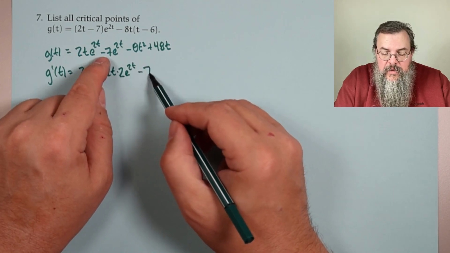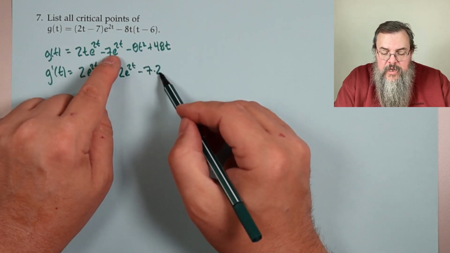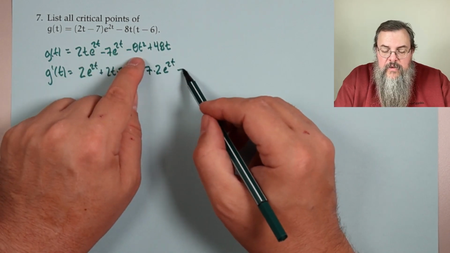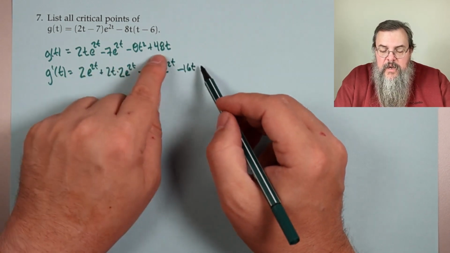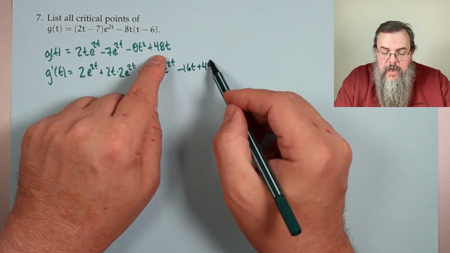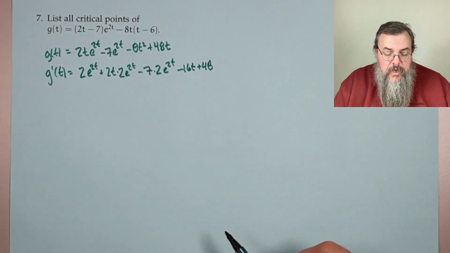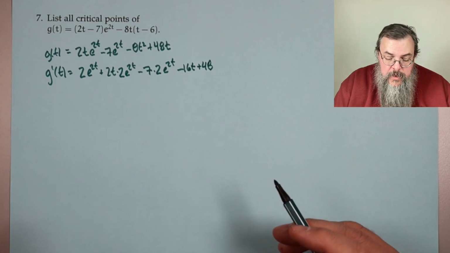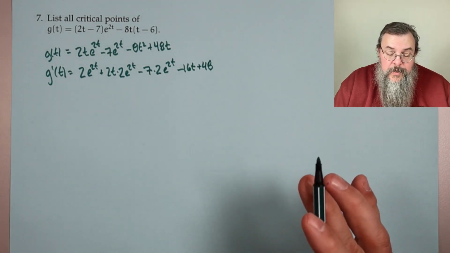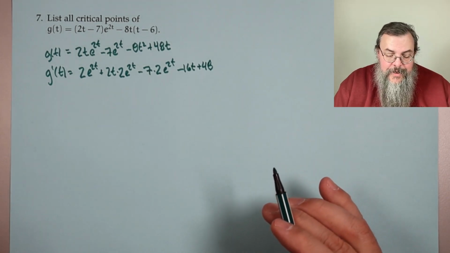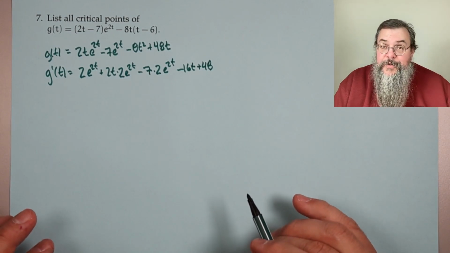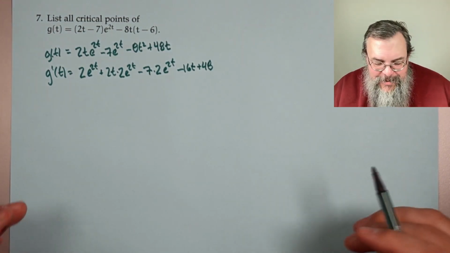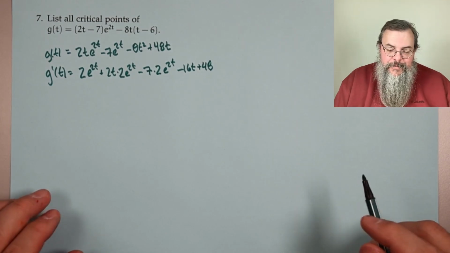Minus 7 times root of e to the 2t, 2e to the 2t, minus 16t and plus 48. Okay, well, let's see. Hopefully things are going to simplify. And if not, it's going to be an interesting problem. Of course it's going to be an interesting problem. They don't give us boring problems.